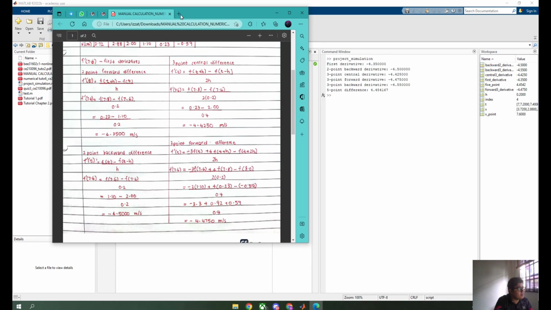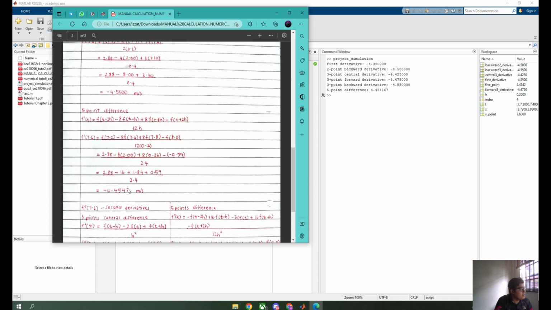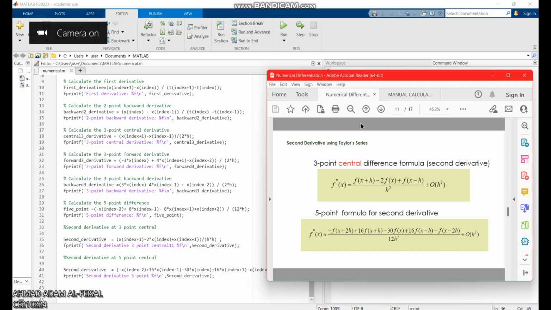To verify the answer for the first derivative, we get negative 4.35, and for the 2-point backward, negative 4.5. For the 3-point central we get negative 4.425, 3-point forward we get negative 4.475, and 3-point backward negative 4.55. The 5-point difference is negative 4.4542. That's all for me. Thank you.